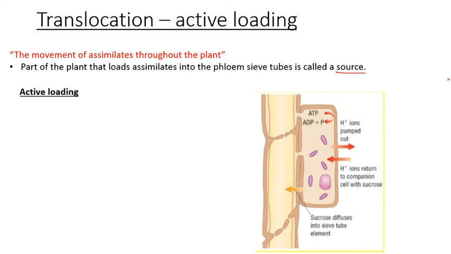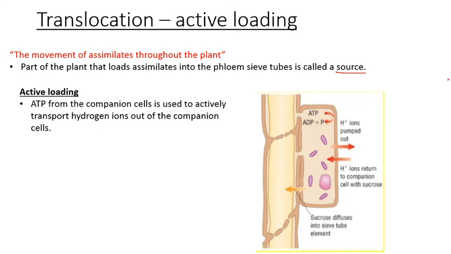So active loading. How do we actually get assimilates into the sieve tube? First, I told you these companion cells have loads of mitochondria. They have the mitochondria to make lots and lots of ATP. And the first thing that ATP helps to do is it actively transports hydrogen ions out of the companion cells into the surrounding tissue.